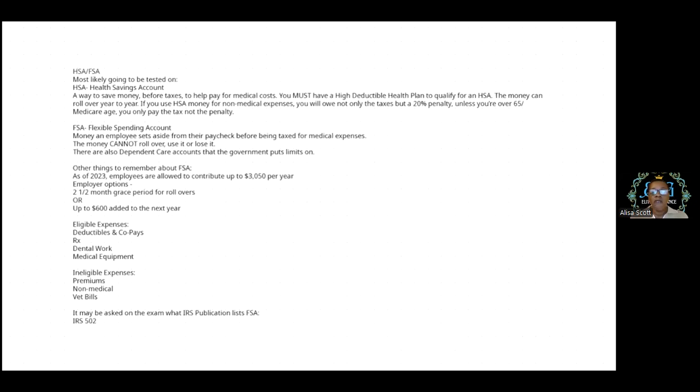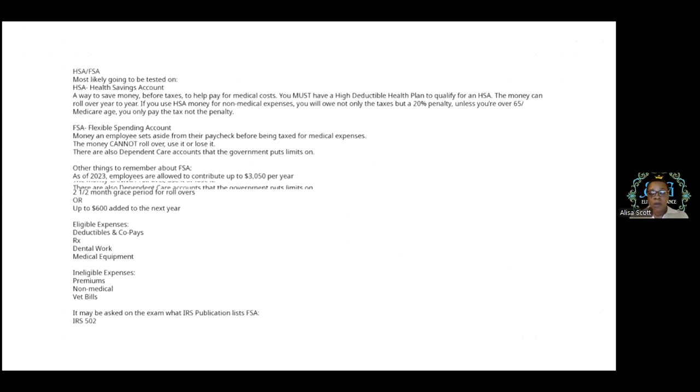Eligible expenses for FSA are things like your deductibles and copays. So you can use the spending account to pay deductibles and copays, as well as for your prescription meds, any dental work, as well as medical equipment, things such as wheelchairs, crutches, oxygen tanks, things like that. As I stated before, you do have some ineligible expenses, and those are premiums. So you cannot use your flexible spending account to pay your monthly premiums on that plan. You also, as stated before, cannot use it for non-medical expenses.